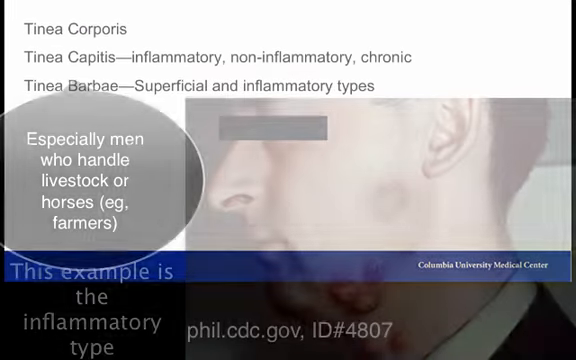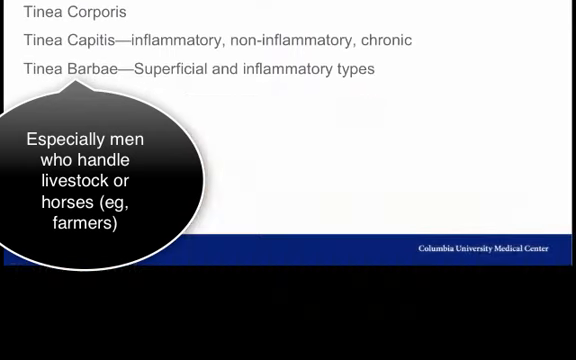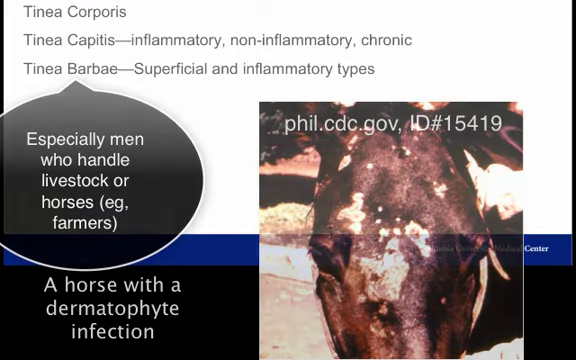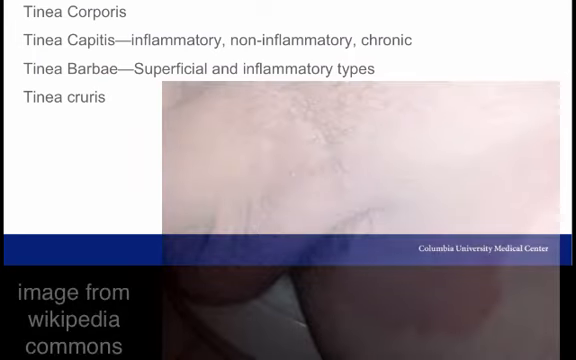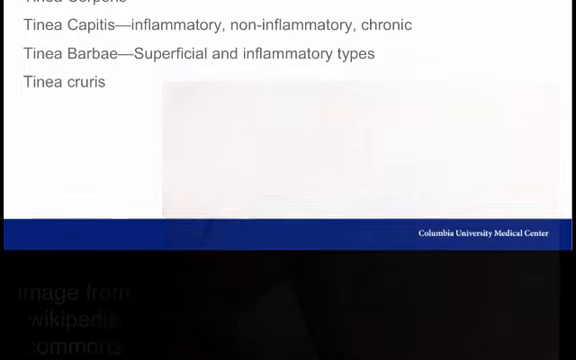Tinea barba, as the name implies, usually affects men in the areas of their beard. The most common mode of acquisition is from cattle or horses. There are superficial and inflammatory subtypes. Tinea cruris is a well-marginated annular plaque occurring in the crotch, usually bilaterally with scales.